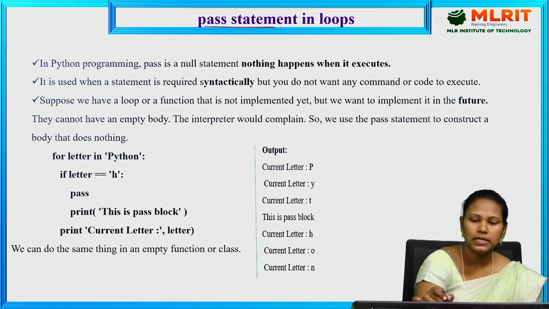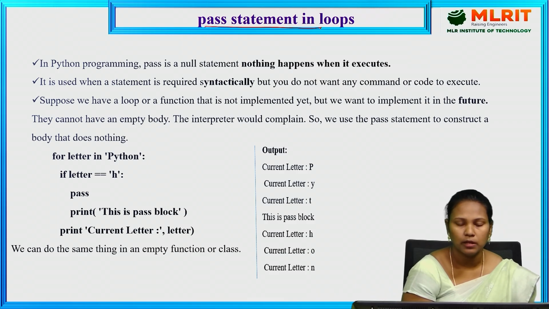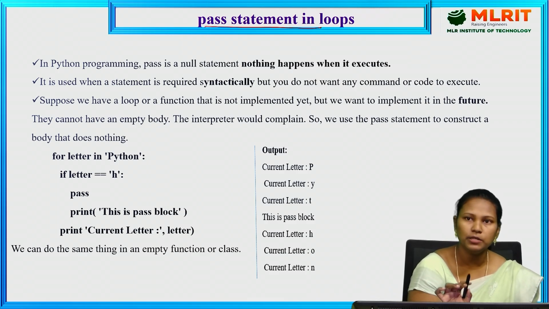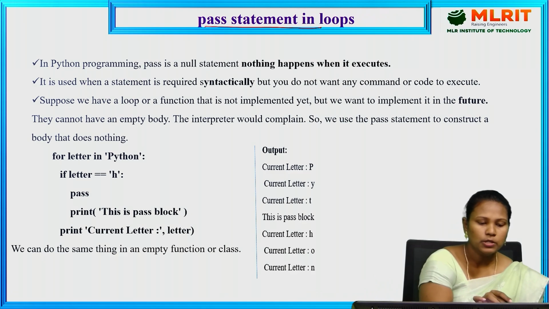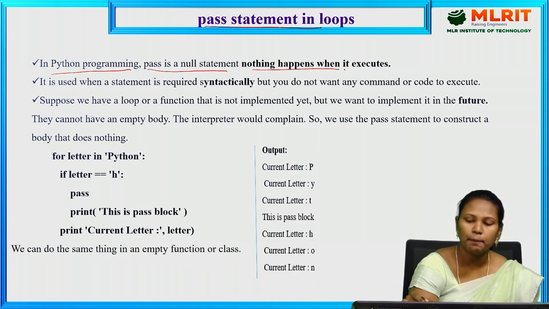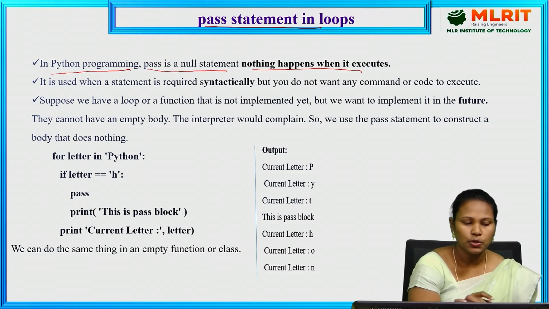The next one is the pass statement in loops. Here the pass statement is used to execute the for loop or the while loop without writing a single line in that particular while block or for loop. In Python programming, pass is a null statement. Nothing happens when it executes. It is used when a statement is required syntactically.